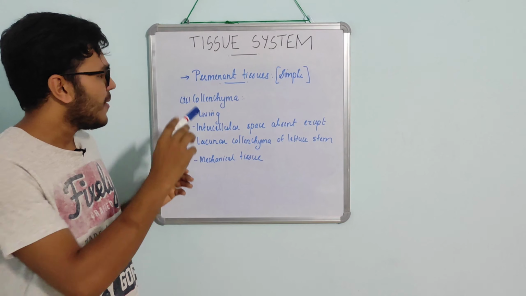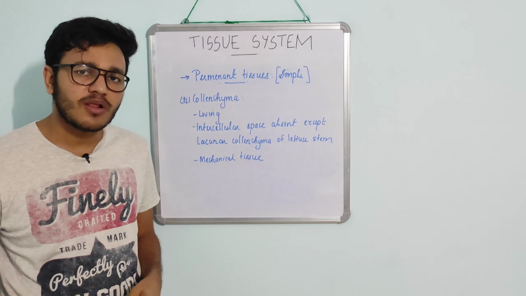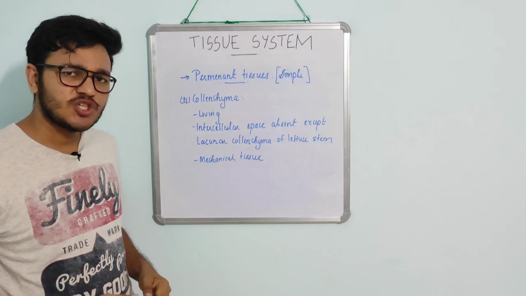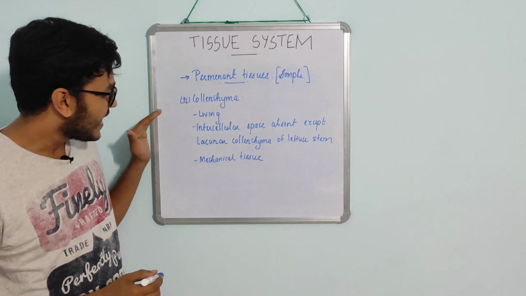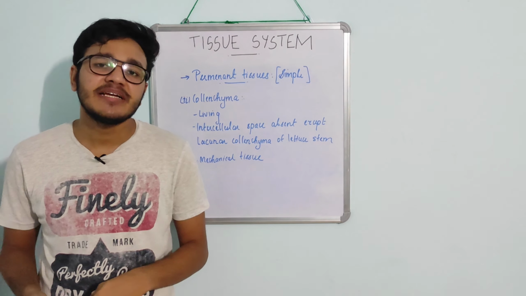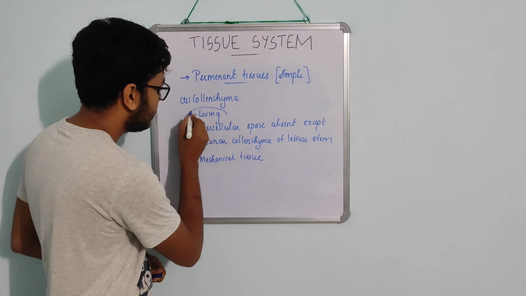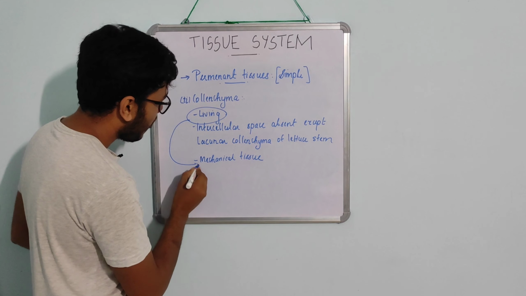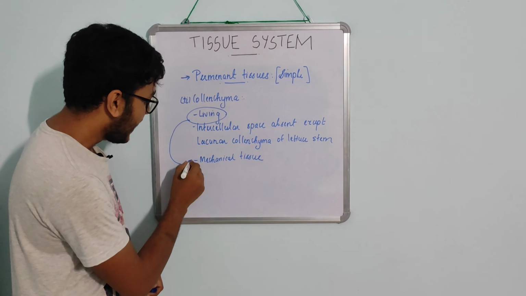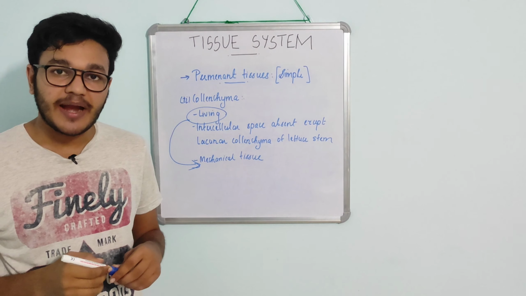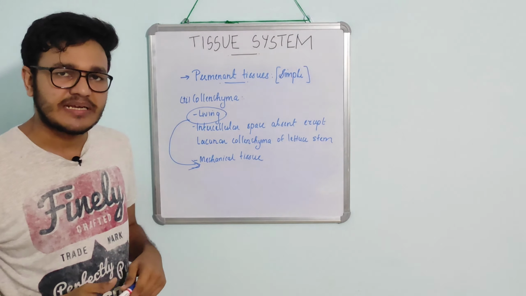Now the second simple permanent tissue is collenchyma. It is a living tissue, and its main function is that it is the only living mechanical tissue which supports the plant. So it is living, and it is a mechanical tissue and helps in supporting the plant. It is the only living mechanical tissue seen in plants.